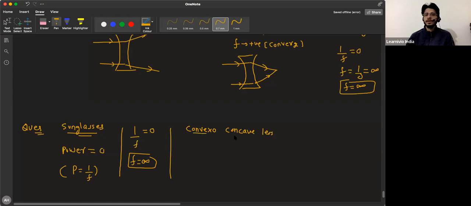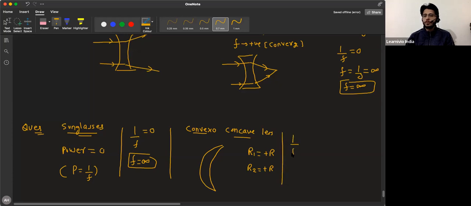One convex and another concave surface. You can say this is these type of lenses. The radius of curvature of both the surfaces are same. So one is plus R, another is also plus R. Both have same radius of curvature.